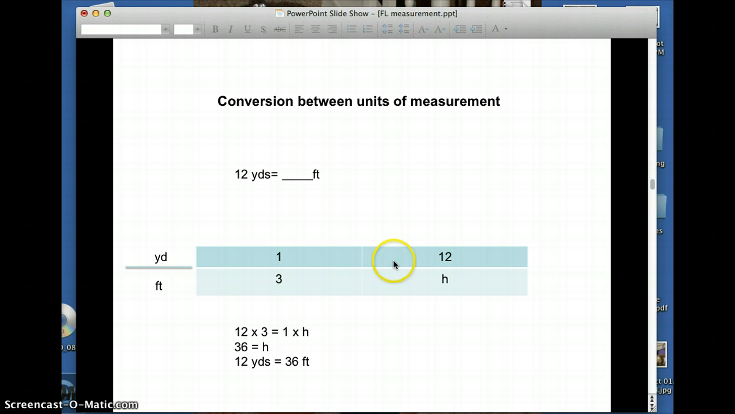3 times 12, 1 times h. So I've got 12 times 3, which equals 1 times h. So 12 times 3 is 36, and then 1 times anything is whatever the other thing is, so 36 equals h. So therefore, 12 yards equals 36 feet. All right. That is the box method.